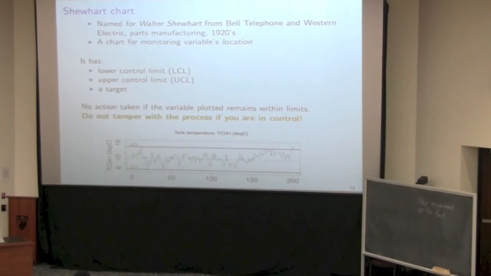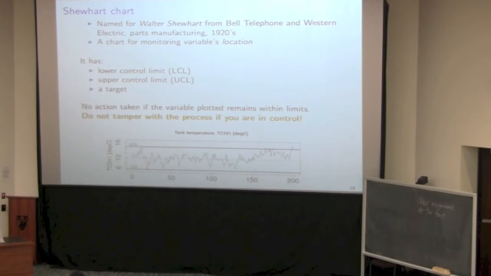Okay, so let's take a look at the most simple control chart. It's called the Shewhart chart. It was developed in the 1920s, so almost 100 years old, and was developed for simple parts manufacturing. It was developed at a time when obviously control systems and data acquisition systems were not present. So the technology used for this chart is very simple, very, very easy to implement in practice. As a result, it's still the most widely used control chart.